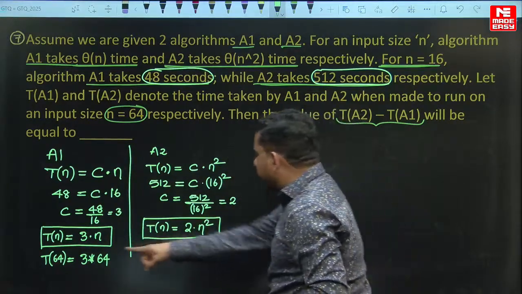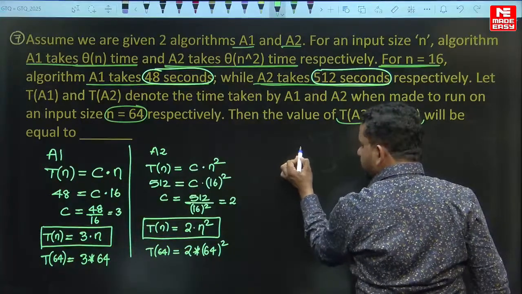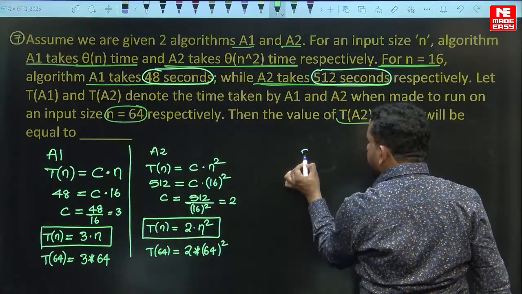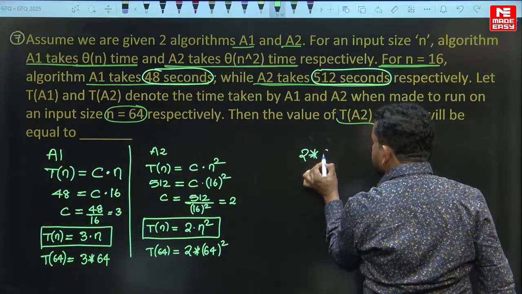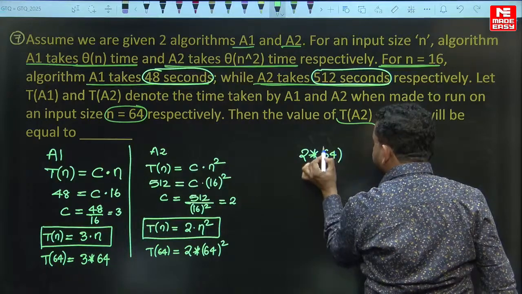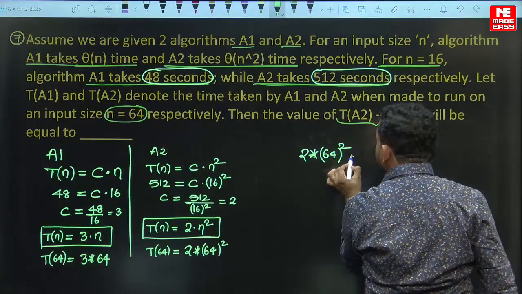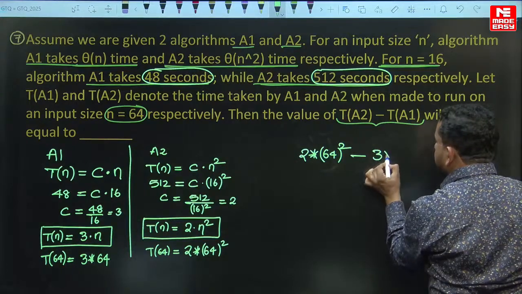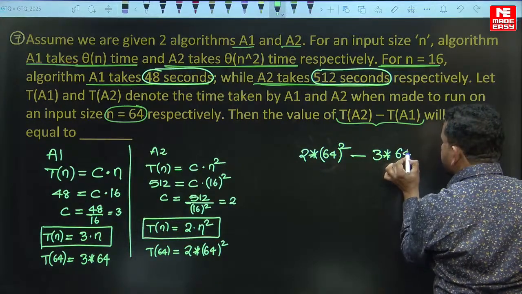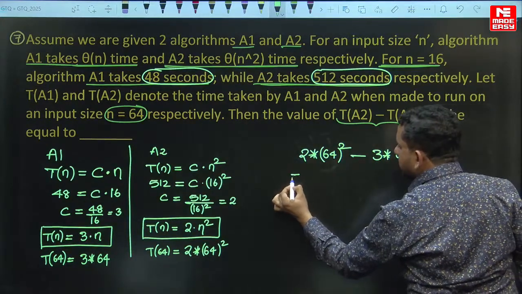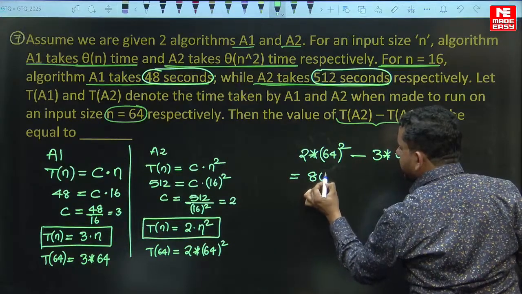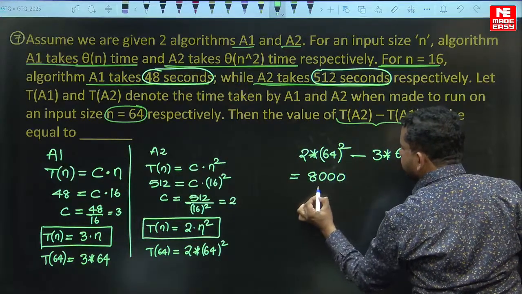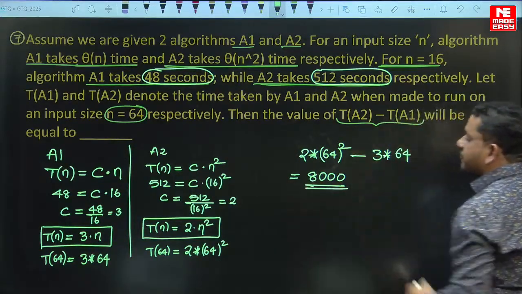Then the difference between these two: the second algorithm 2 multiplied with 64 whole square, the cost for 64 input, minus the first algorithm 3 multiplied with 64. Do the calculation. So the answer to this question is 8,000, an 8,000 seconds difference.